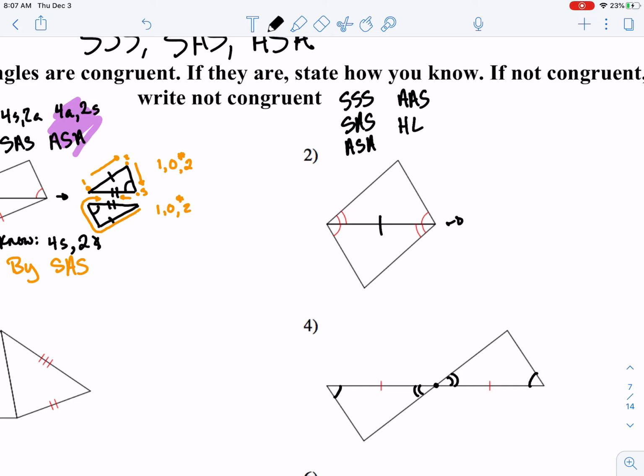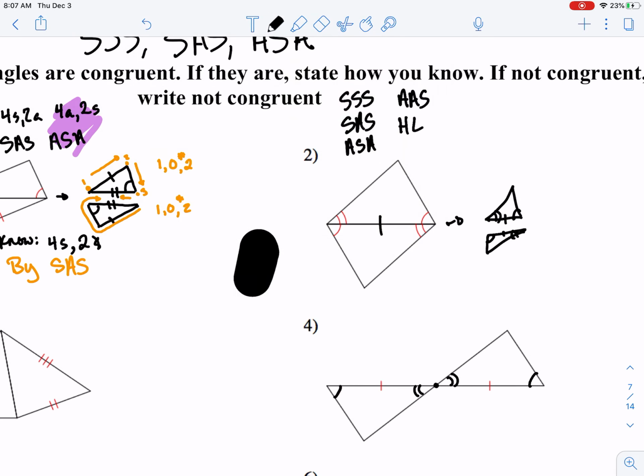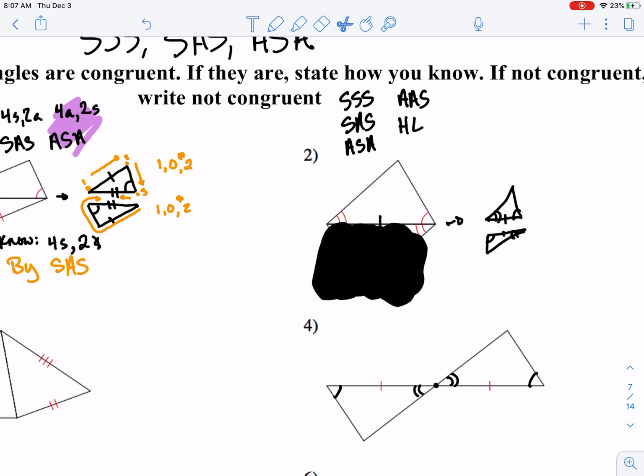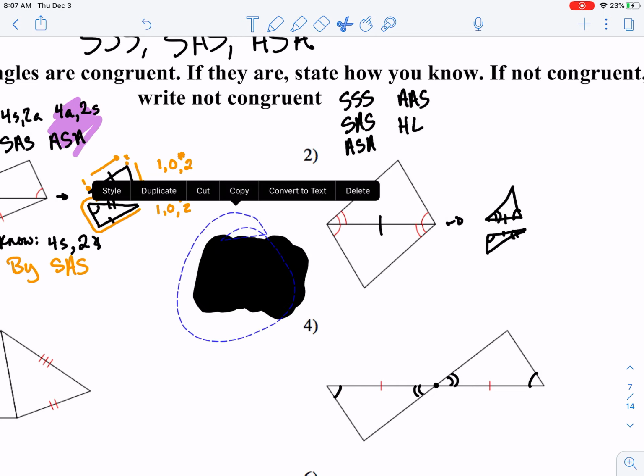This figure is going to change to like this. And then I'm going to put my marks accordingly in the same amount, right? If you need to, you can kind of hide, what I like to do is hide one triangle altogether. All right, draw it, mark it, then hide it, and then draw the remaining or label the remaining.